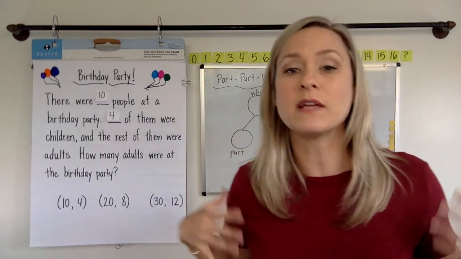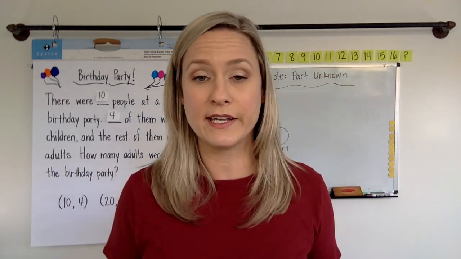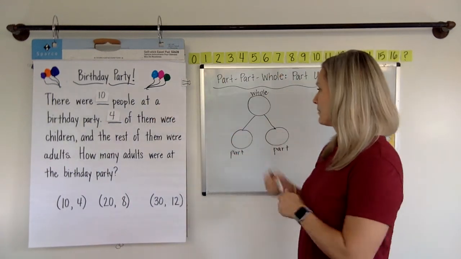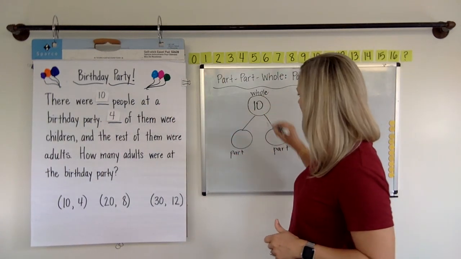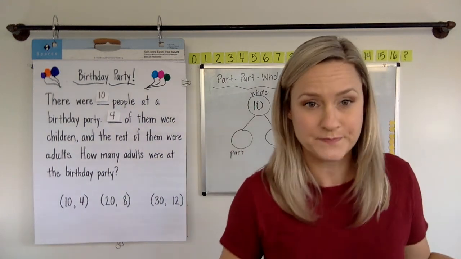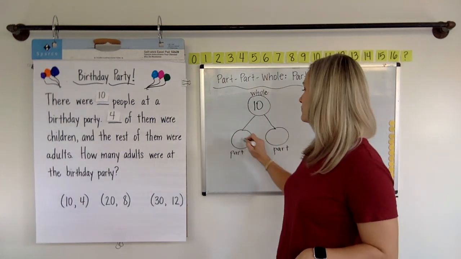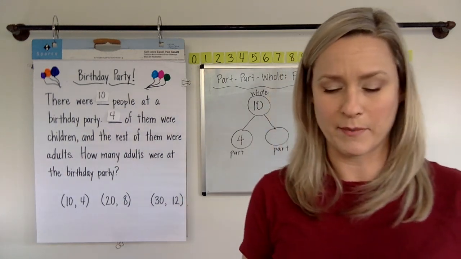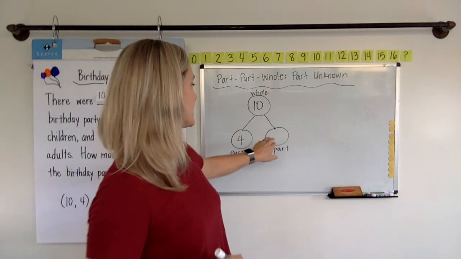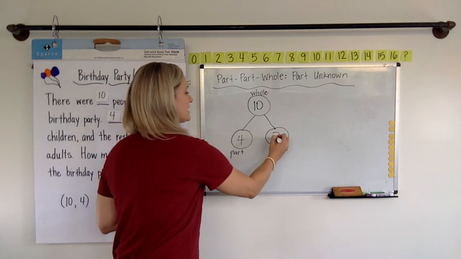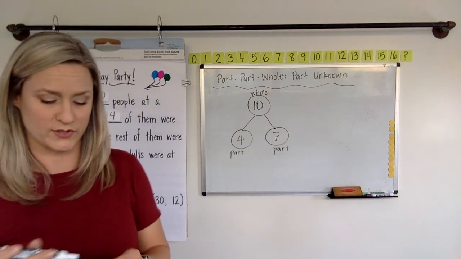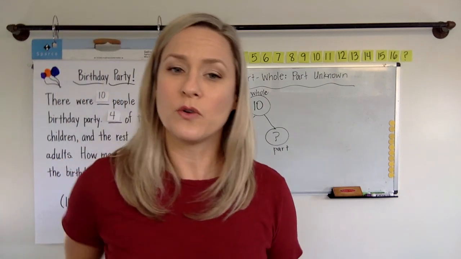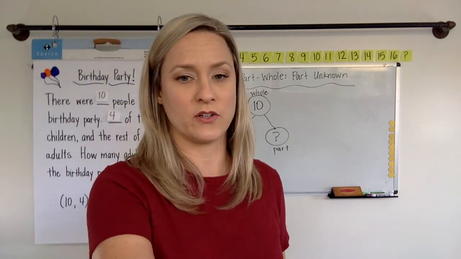Okay, so we really want to think about how our kids would solve this. So if we know there were 10 people at a birthday party, so we have the whole number of party goers as 10, and 4 of them were children, we're trying to figure out how many of them are adults. Now, this is just the setup. This just helps us. It doesn't actually solve for us, right? So once we get the setup going, then we can get out our tools, our number lines, our 120 chart. So let's take a peek.